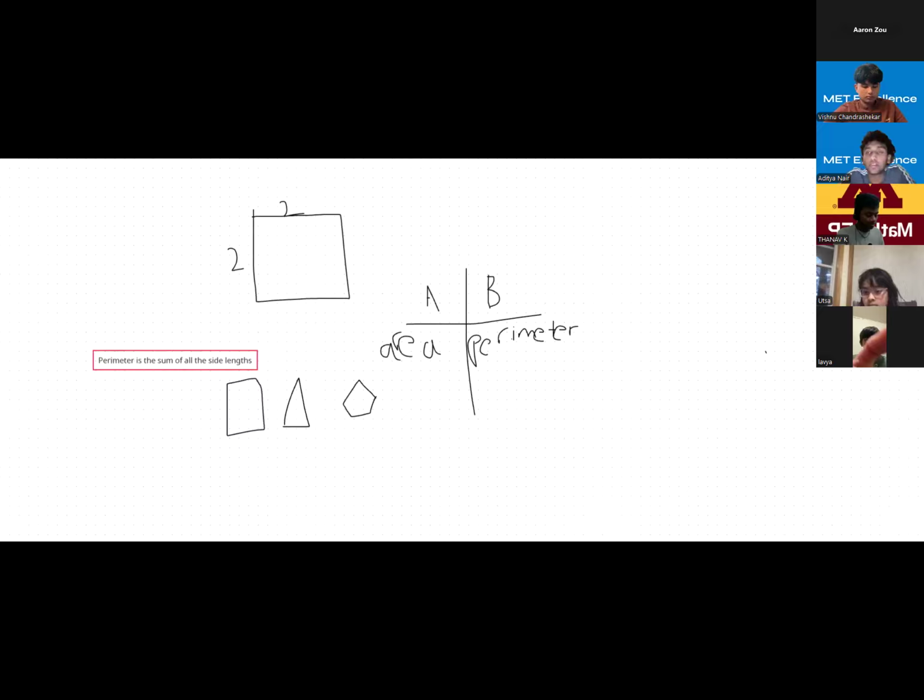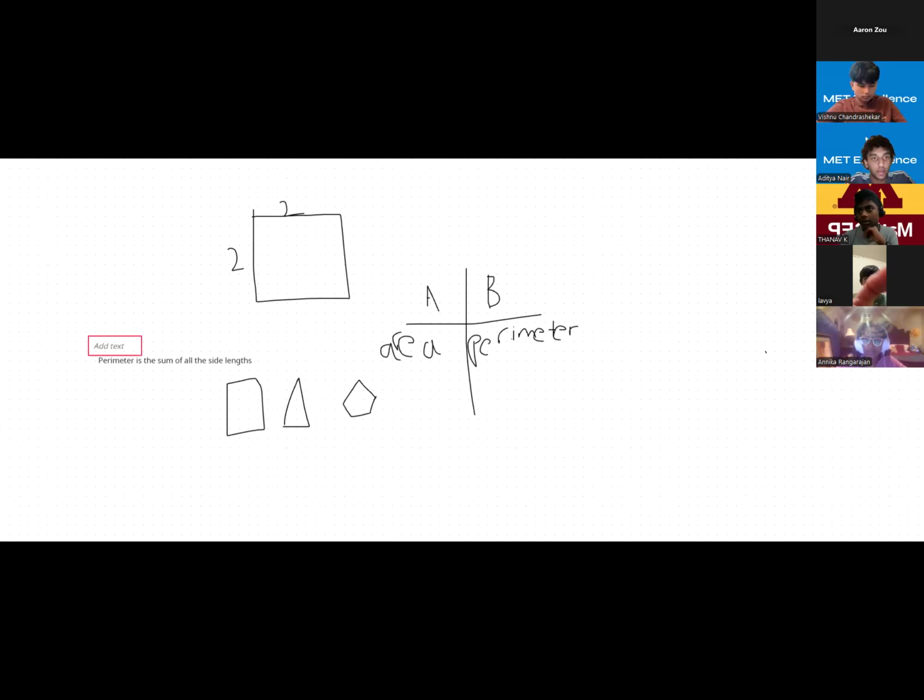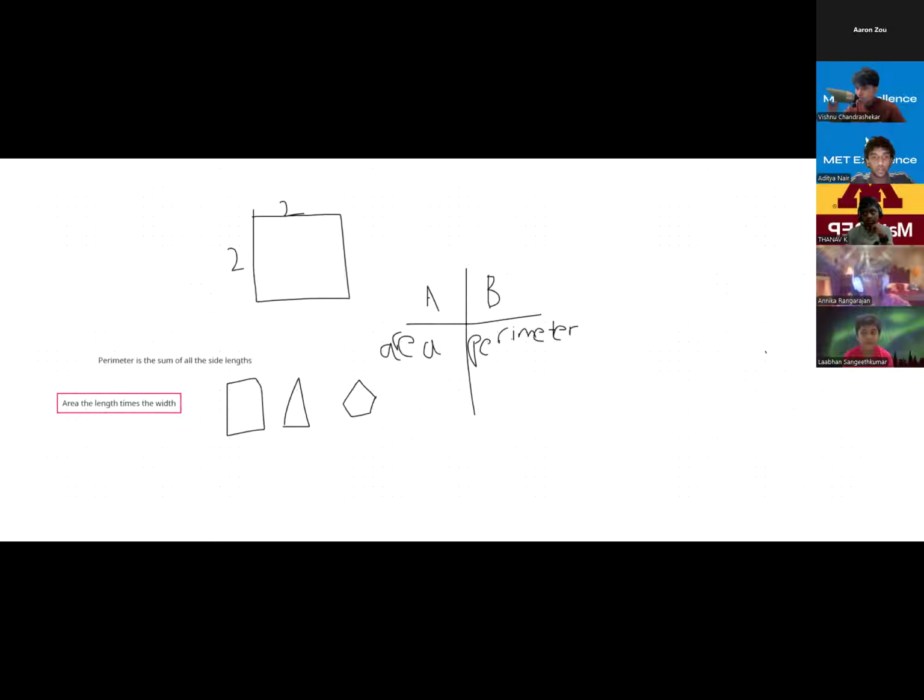It doesn't matter if they're different lengths. It doesn't matter if they're the same length. You just add up all of them. But area is a little trickier, in my opinion. It's not too bad, but area is the slightly trickier one. Area is the length times the width, or sometimes you'll hear it as height, or breadth.